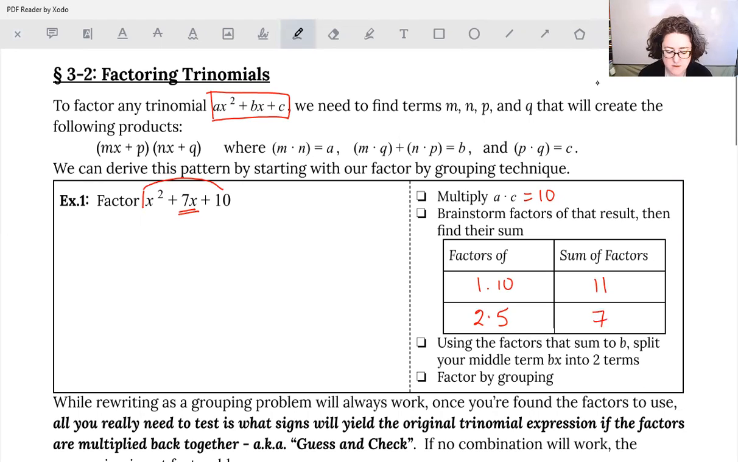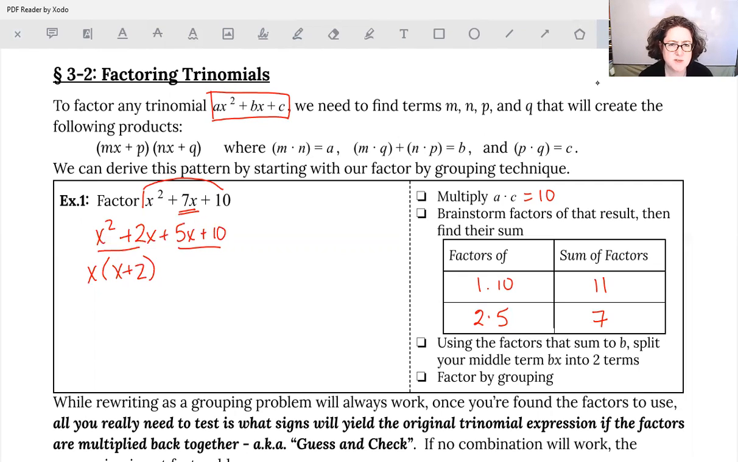Wait a second. We're trying to make a 7x in the middle. So could we separate that out with a 2 and a 5? Yes, we could rewrite it as x squared plus 2x plus 5x plus 10. Same expression, just separating out that middle term. Now let's apply the factor by grouping from last lesson. In the first group, x squared plus 2x, we have an x in common, and we're left with x plus 2 after factoring out that x.